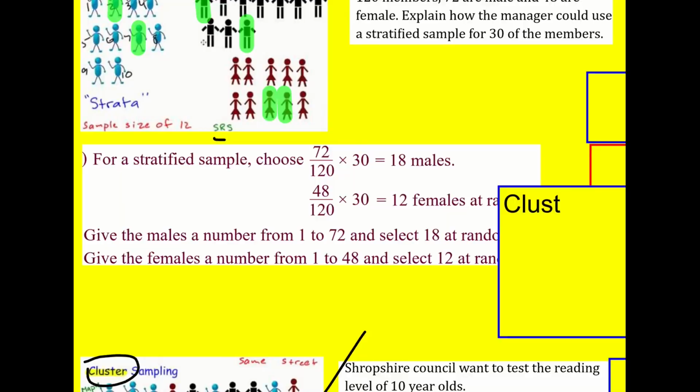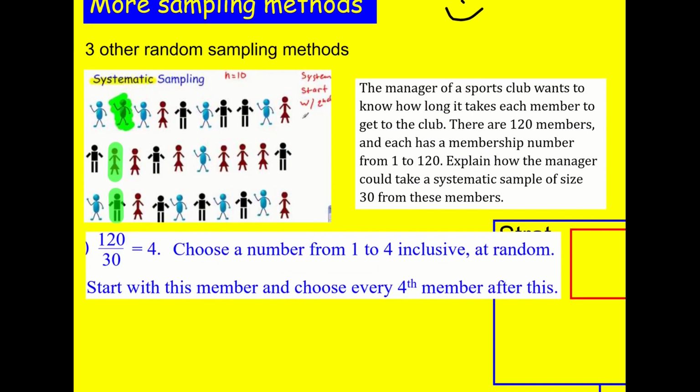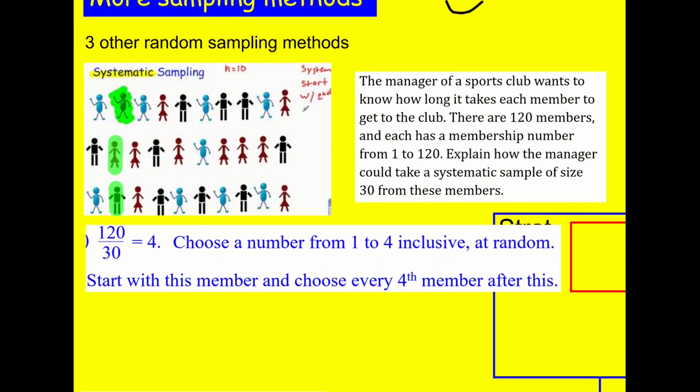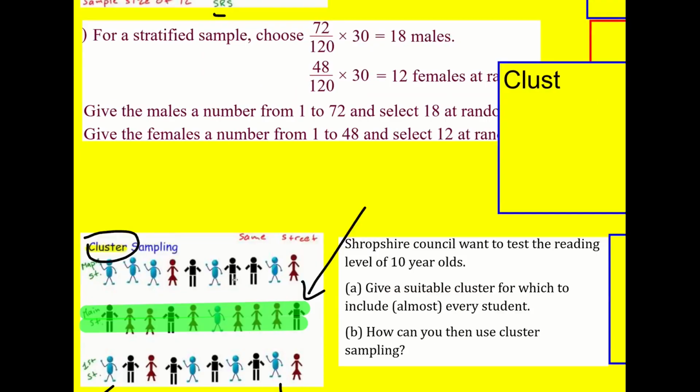So those are 3 random sampling methods. I hope they make sense. You can see they work in slightly different ways, and it's not that one's better than the other. It's just that they have different advantages and disadvantages, along with simple random sampling, which I will be getting onto.